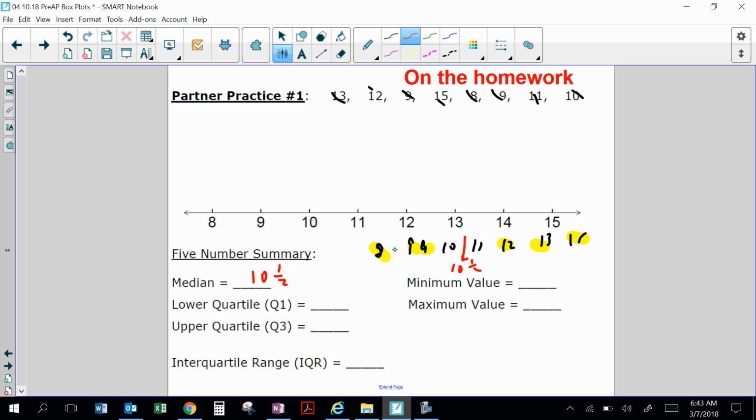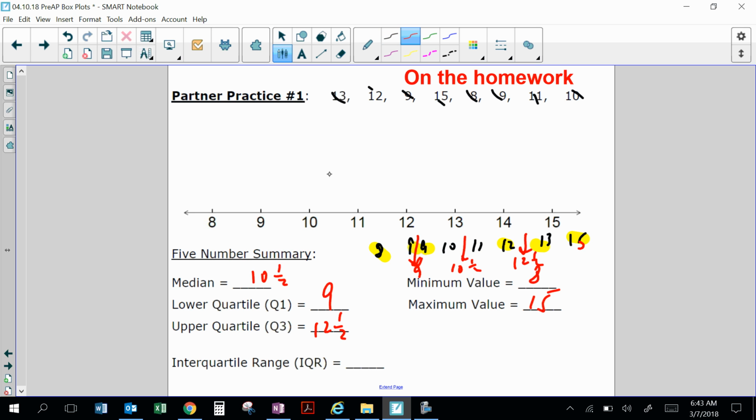The lower half is 8, 9, 9, 10. So what's the median of the lower half? 9. So quartile 1 is 9. The median of the upper half, 11, 12, 13, 15, is 12 and a half. The minimum is 8. The maximum is 15. So let's draw our points.